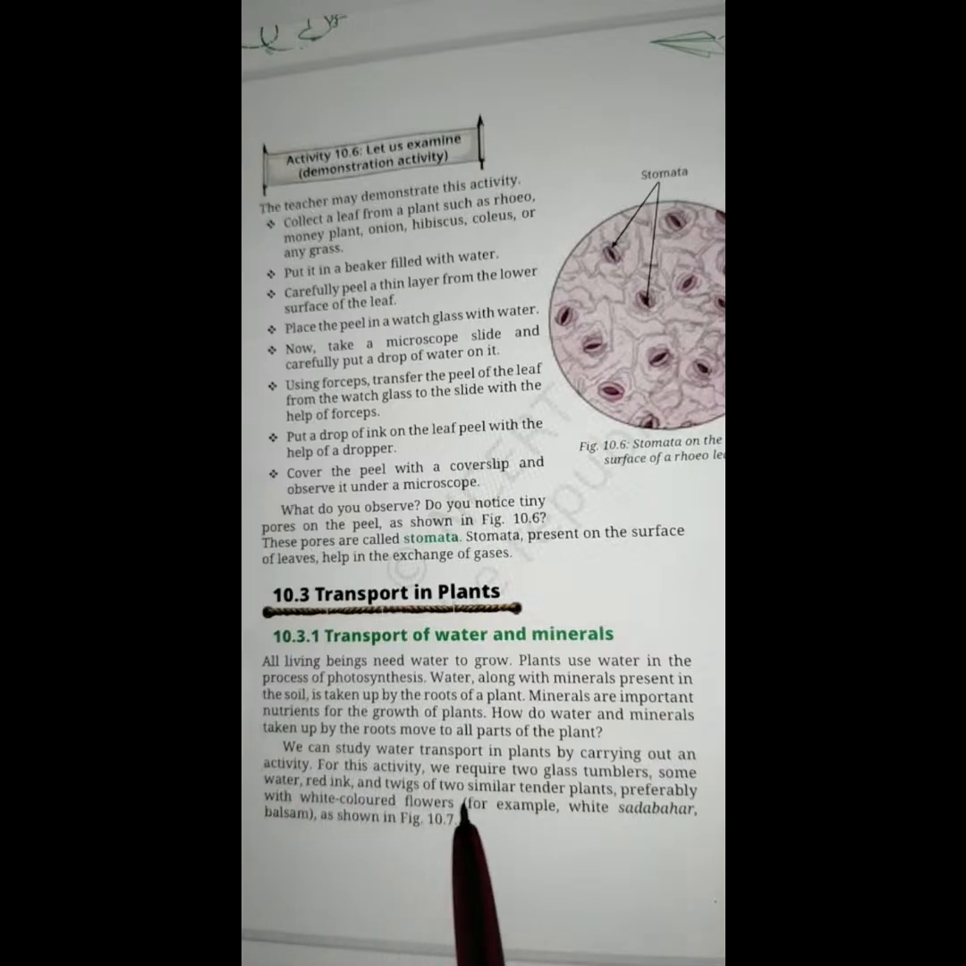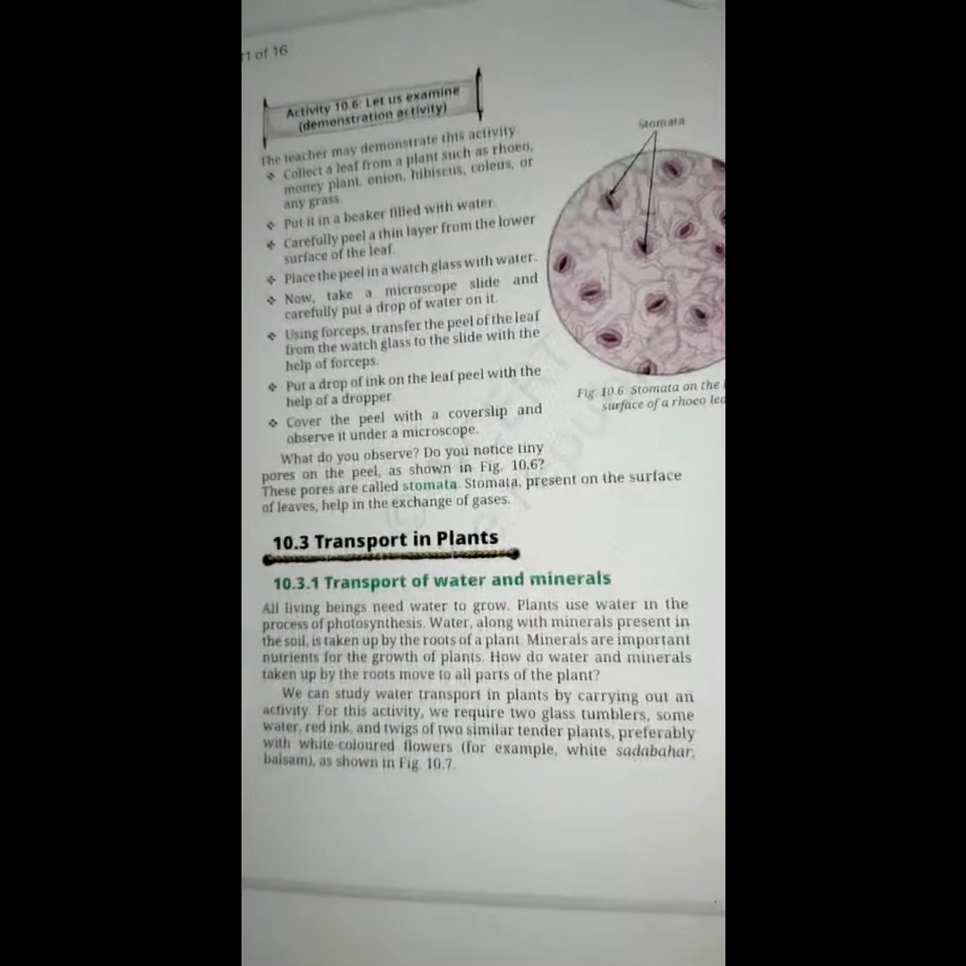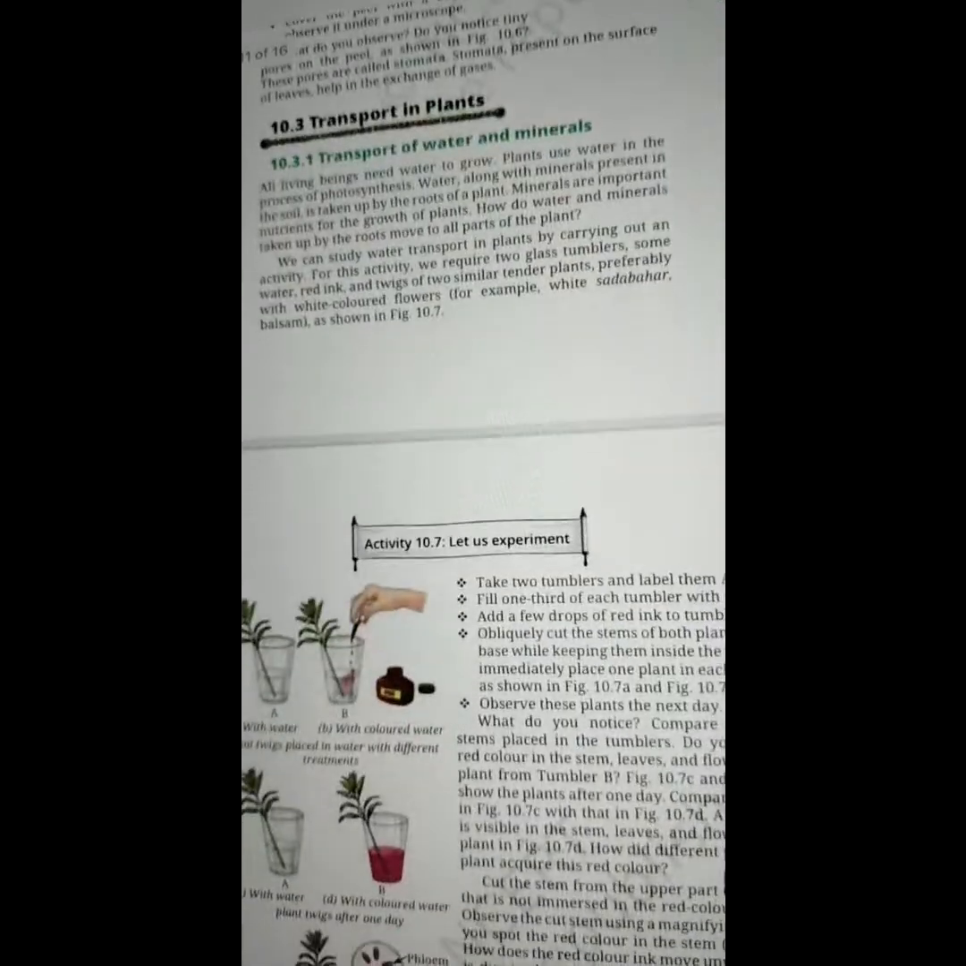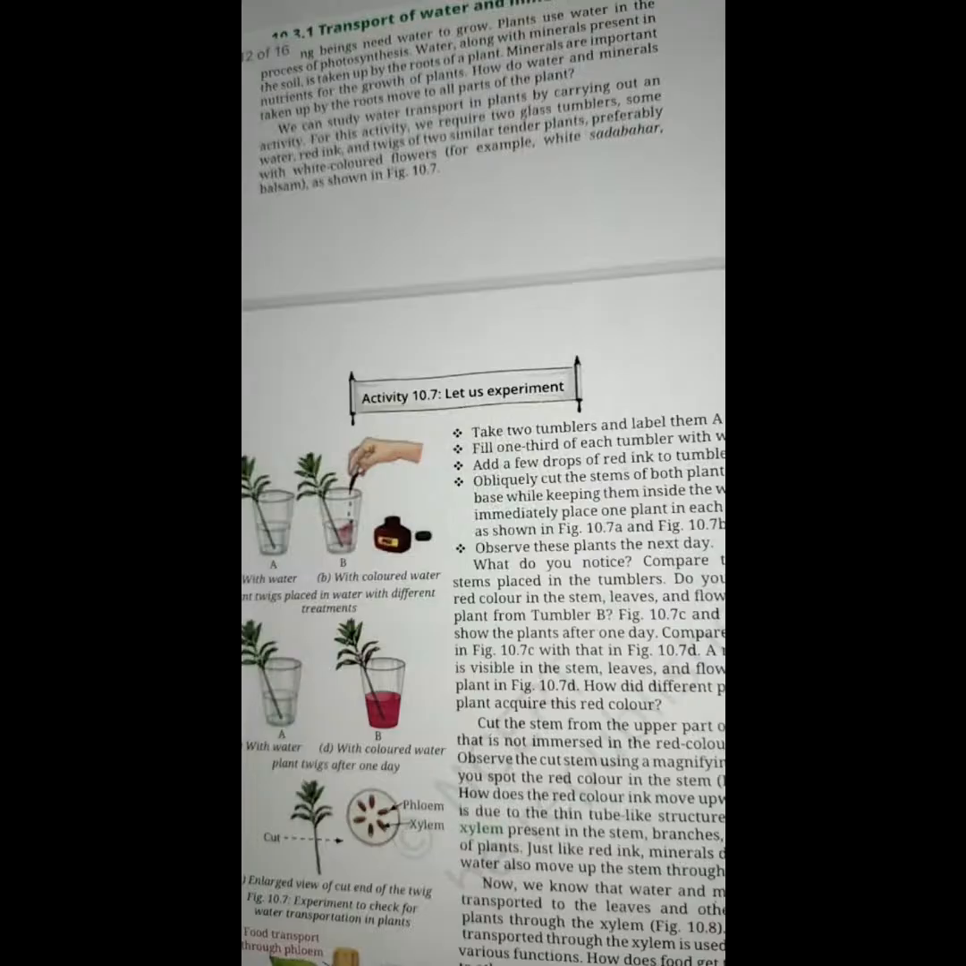We can study water transport in plants by carrying out an activity. For this activity, we require two glass tumblers, some water, red ink, and twigs of two similar tender plants, preferably with white colored flowers, for example, white sadabahar or balsam, as shown in figure 10.7. So, this is the activity to be done now.